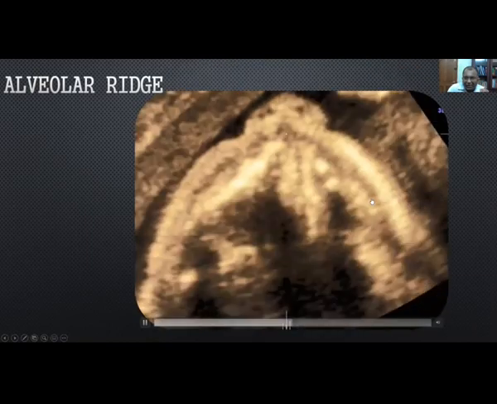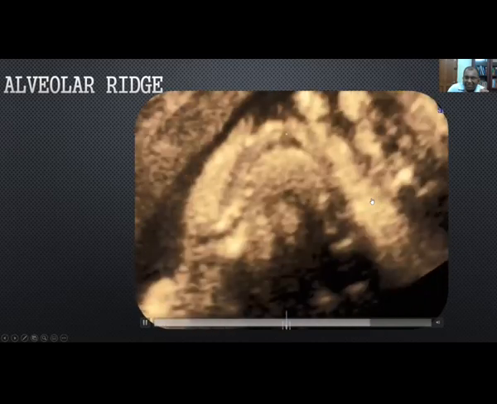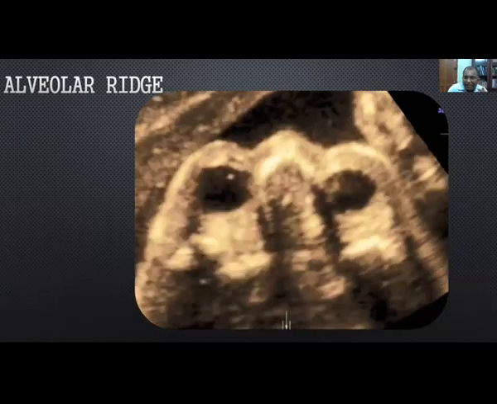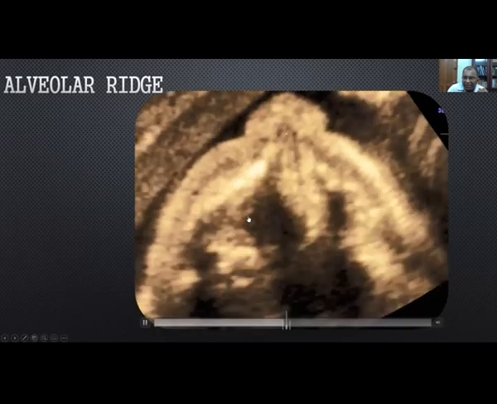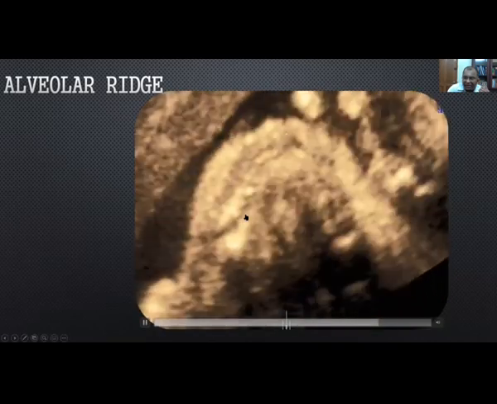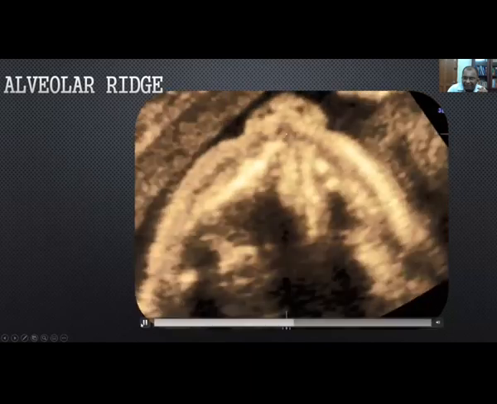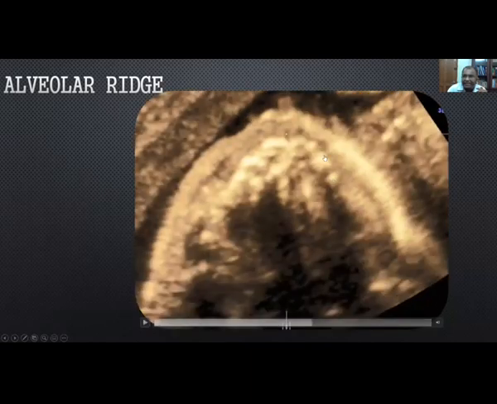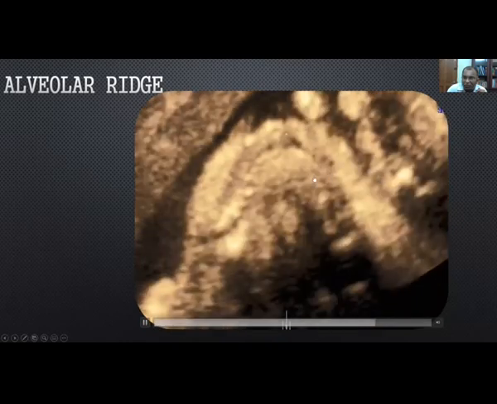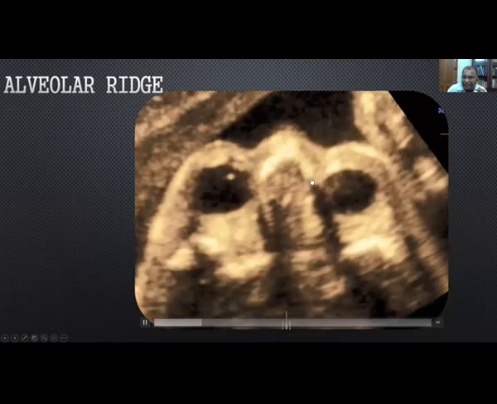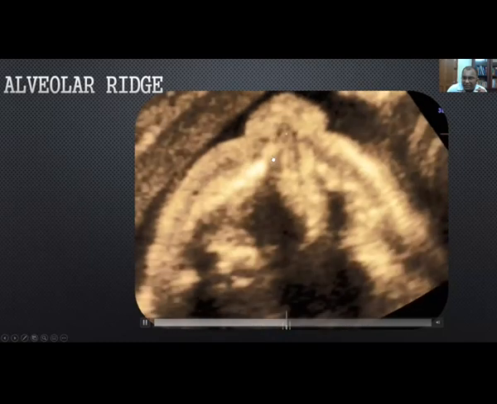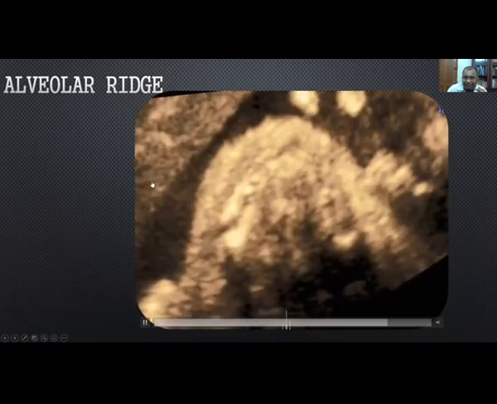The alveolar ridge or the primary palate is always evaluated with an axial sweep right from the level of the orbits inferiorly. But as you can see over here, the intactness of the alveolar ridge or the primary palate is also picked up in the anterior coronal sweep right from the orbits to the mandible. As you can see over here again.